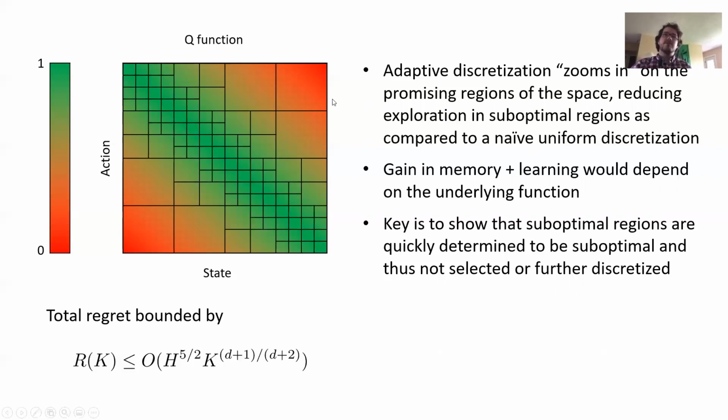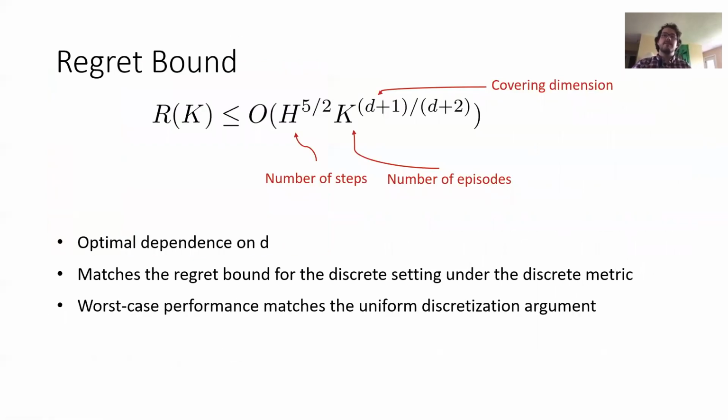And we are able to show a theoretical bound on the regret for our algorithm, which scales based off of these 2 terms. The first term is h to the power 5 halves, where h is the number of steps. The second term is k, which is the number of episodes, to the power d plus 1 over d plus 2, where d is a covering dimension of the state and action space. If your state and action space is in the Euclidean space raised to the power d, then d is the same d that you have in the regret bound here.